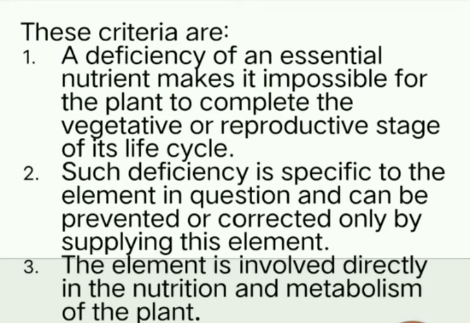Means in the absence of that element, the plant cannot complete the vegetative or reproductive stage of its life cycle. Second one, such deficiency is specific. No other element can cure or prevent the deficiency of that specific element. Third, the element is involved directly in the nutrition and metabolism of the plant. Those three are the essentiality criteria which were given by Arnon and Stout in 1954.